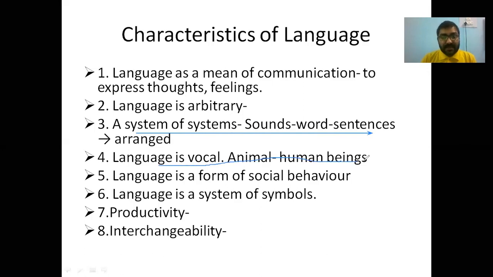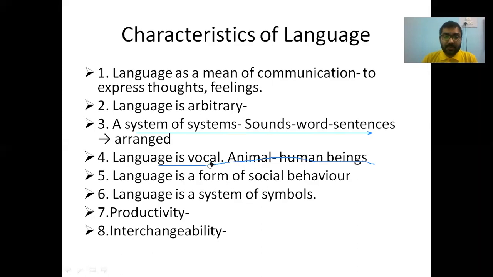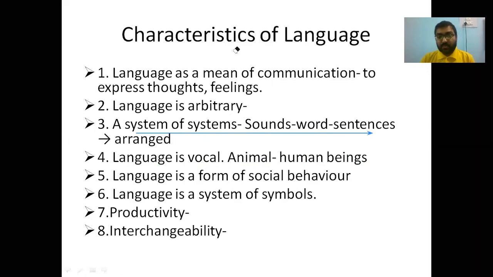A characteristic of language is that it is vocal, which means you use it verbally. Animals also use communication, but that is different; we cannot say that they are using language. Language is vocal, meaning through words and sounds we communicate.